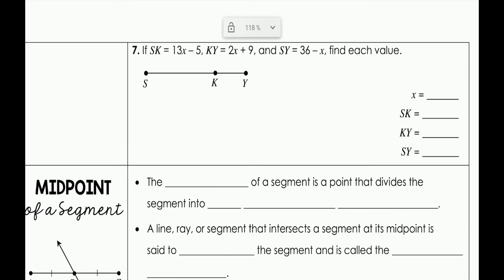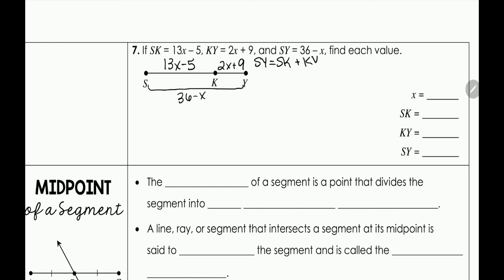I want you to try number 7 on your own, but I'm going to set it up for you. So it tells you the SK, so from here to here, is 13x minus 5, okay? From K to Y, so this little part here, is 2x plus 9. And then it tells you this entire thing, S to Y, is 36 minus x, okay? So again, when we do this, we know that the entire thing, so SY, is going to be the two smaller parts added together.